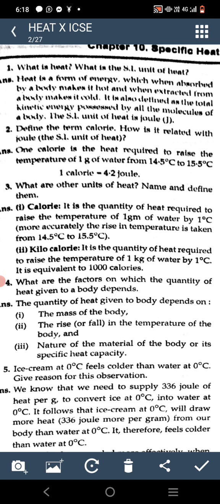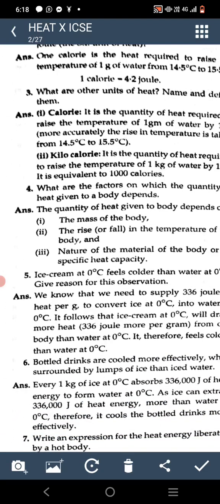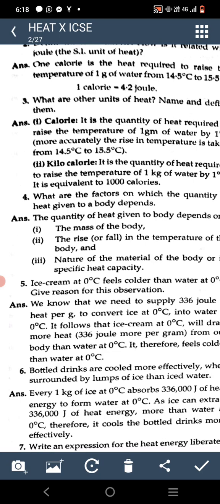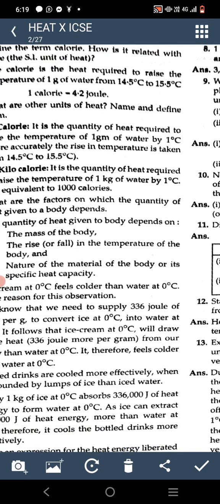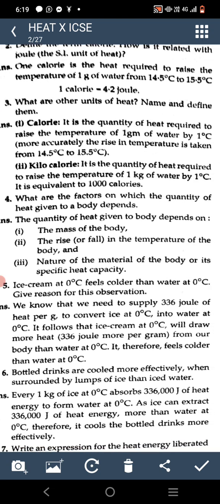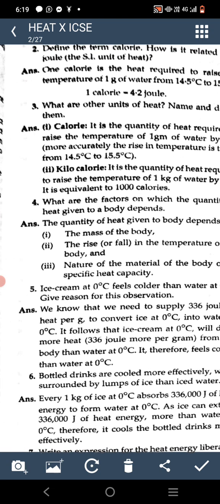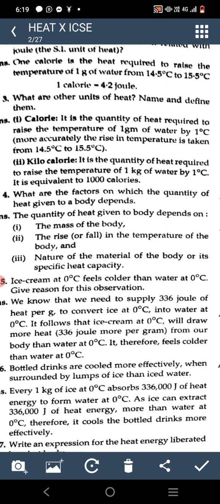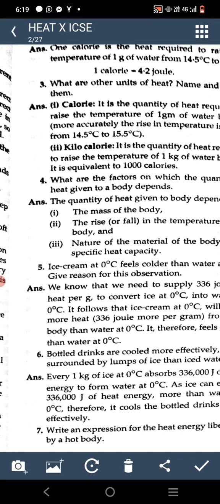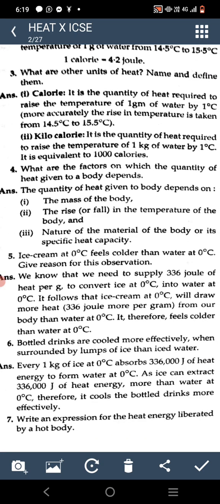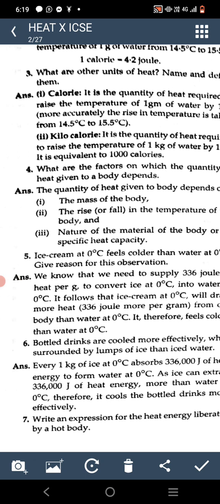What are the factors on which the quantity of heat given to a body depends? Mass, the rise or fall in temperature, and the nature of the material. Ice at 0 degree Celsius feels colder than water at 0 degree Celsius. Give reason. We need to supply 336 joule of heat per gram to convert ice at 0 degree Celsius into water at 0 degree Celsius. It follows that ice at 0 degree Celsius will draw more heat, 336 joule per gram, from the body than water at 0 degree Celsius. This is why ice feels colder than water at 0 degree Celsius.